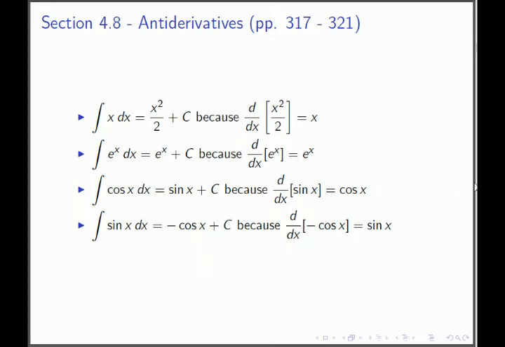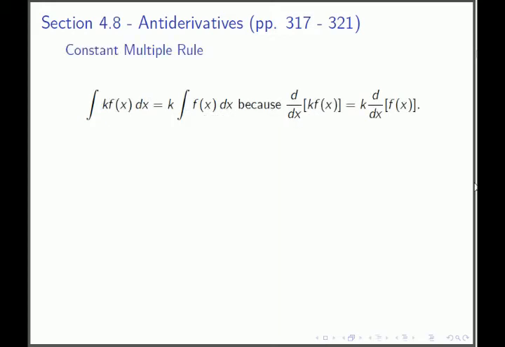We have a constant multiple rule which works exactly the same way as it does for derivatives, and this is very helpful in computing antiderivatives. For example, if I want to find the general antiderivative of 3 cosine x, then I can pull that 3 out front and just focus on the antiderivative of cosine x for a while, and that's sine x plus c, as we just discovered on the previous slide.